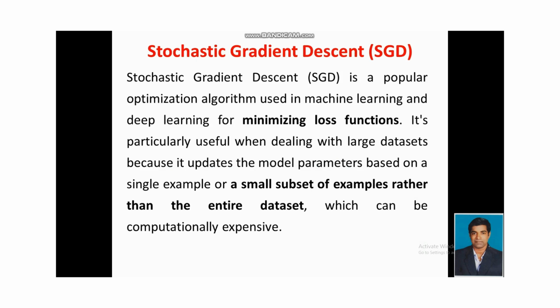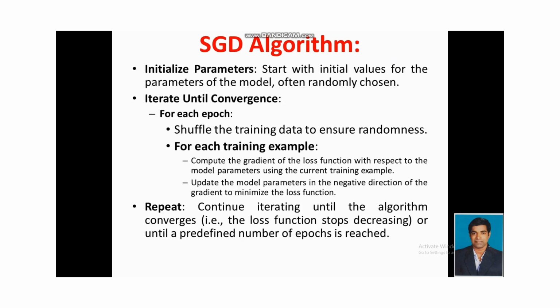Stochastic gradient descent, SGD, is a popular optimization algorithm used in machine learning and deep learning for minimizing loss functions. It's particularly useful when dealing with large data sets because it updates the model parameters based on a single example or a small subset of examples rather than the entire data set, which can be computationally expensive.